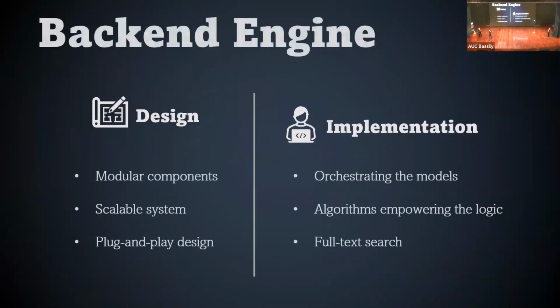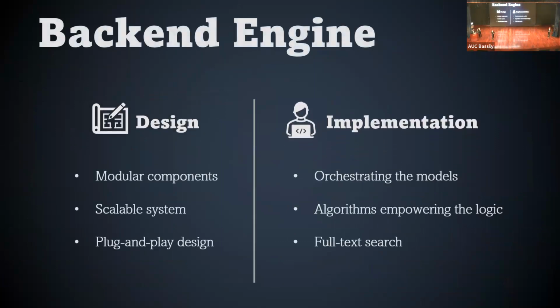Let's move on to our backend engine. It's the engine that's empowering all the models that we have discussed so far. And we can discuss the backend engine from 2 different perspectives. First is the design perspective. From the design perspective, our design is based on having modular components. What we mean by modular here is that each and every component is separate, independent, and it does not affect the other components. To achieve that, we have utilized containerization and Docker technology in order to have each component containerized and self-contained on its own.